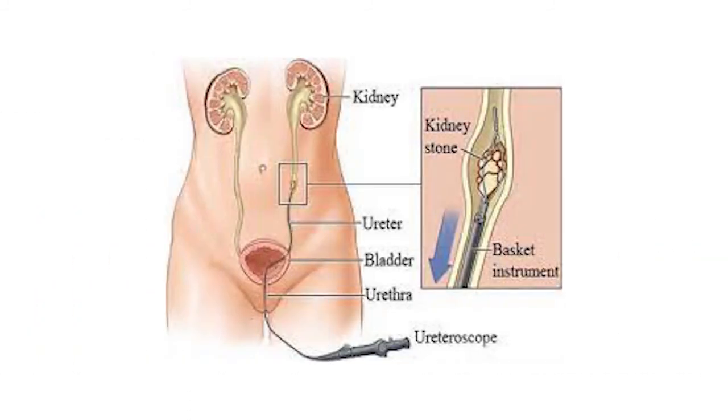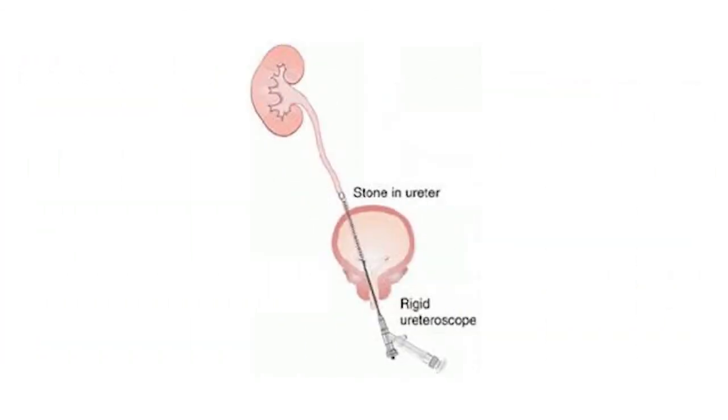Dear student, here is the image. You can see a flexible ureteroscope has been used for the ureteric stones and a basket is used to remove the ureteric stones. This is the ureteroscope. You can see it is convenient, with direct irrigation, to operate on the ureteric stones.